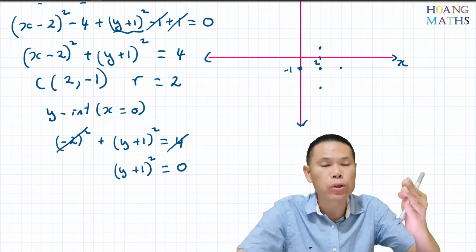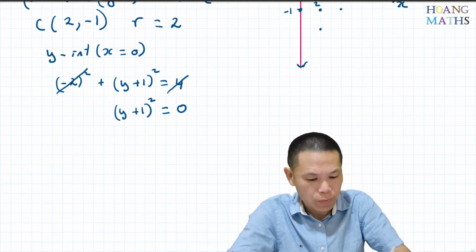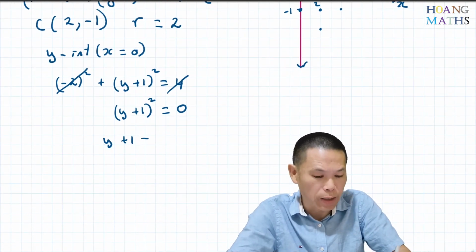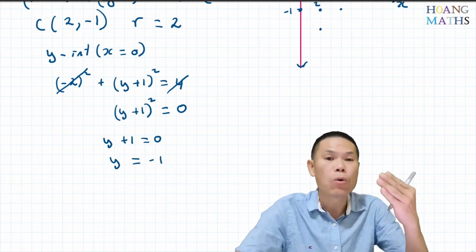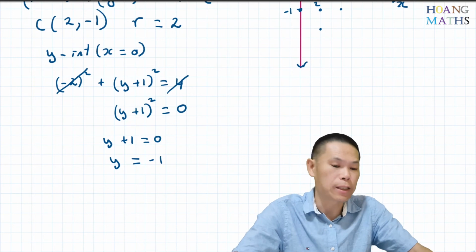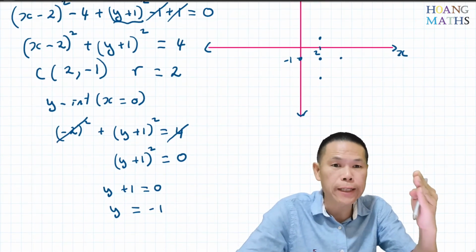And I square root both sides. So y plus 1 is equal to 0. So y is equal to -1. So we have this clearly from the graph, right? And now we need to find x-intercepts.